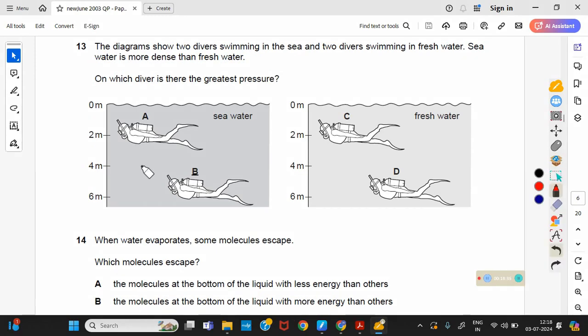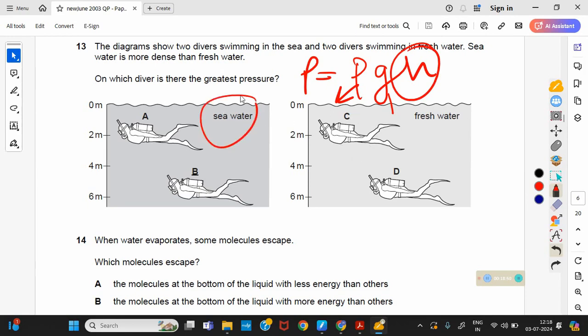So here we know the pressure, what is the formula? Pressure is rho g h, where rho is the density of the water, g is the gravitational constant, 9.8 meter per second squared, and h is the depth. We can see the density of sea water is more compared to fresh water, and the depth of B is more from the surface of the water. So B is the right answer. The greatest pressure will be experienced by diver B.